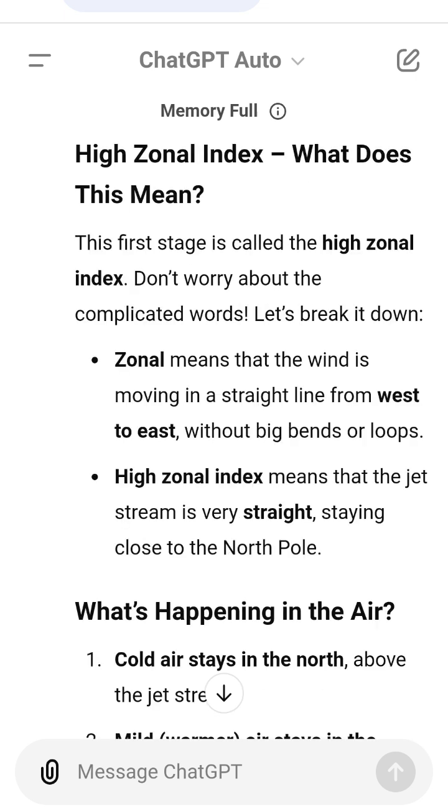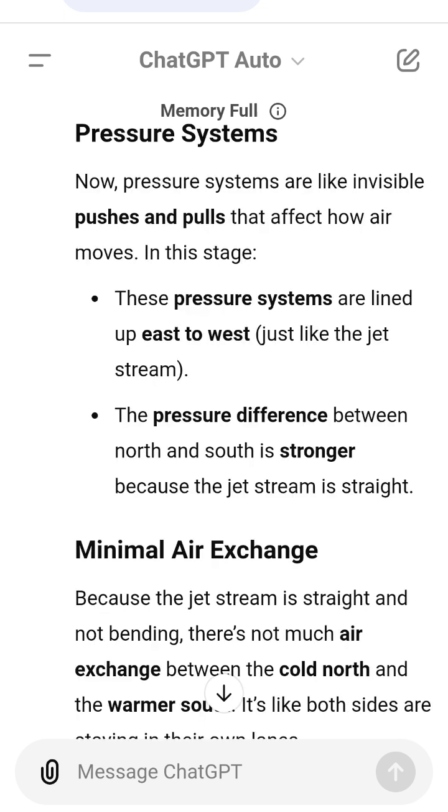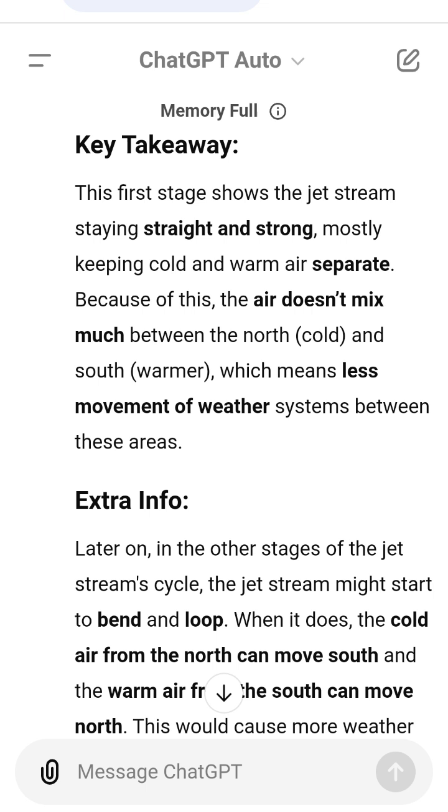This cold air is now surrounded by warmer air masses. 2. In the higher latitudes, closer to the poles, some warm air from the south gets trapped by cold air. This stage is called the low zonal index because the jet stream is no longer straight and west to east like in the first stage. Instead, the jet stream breaks up into smaller parts called cells.